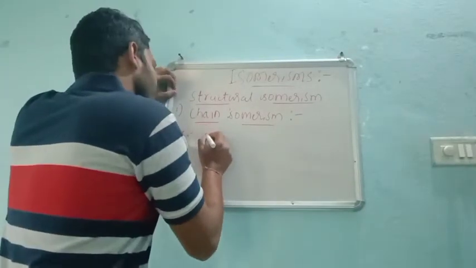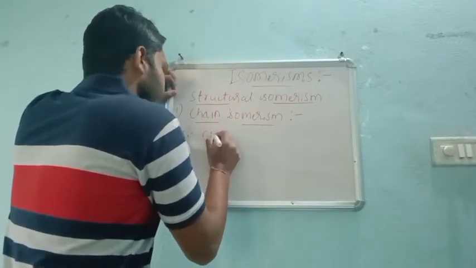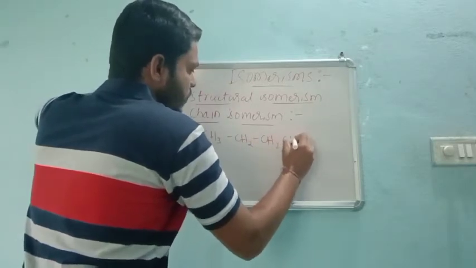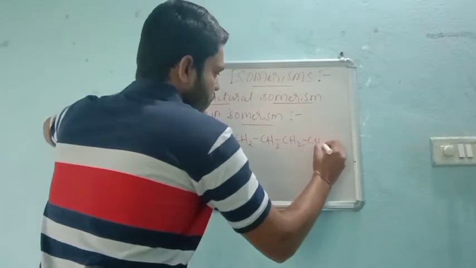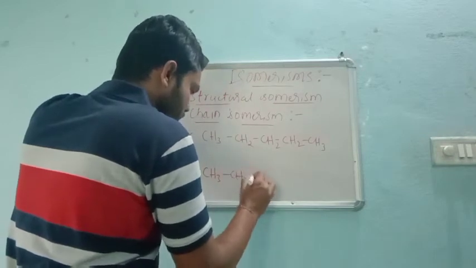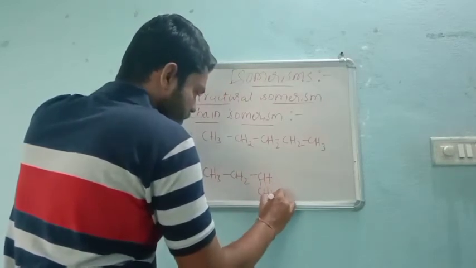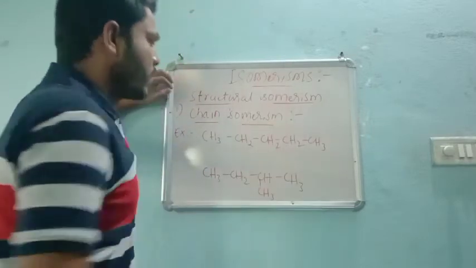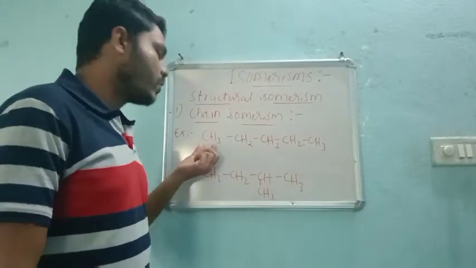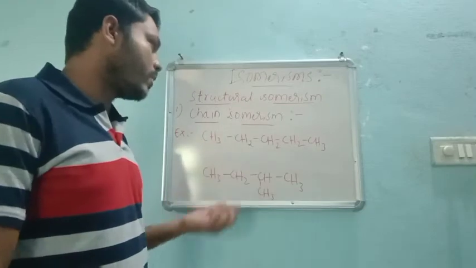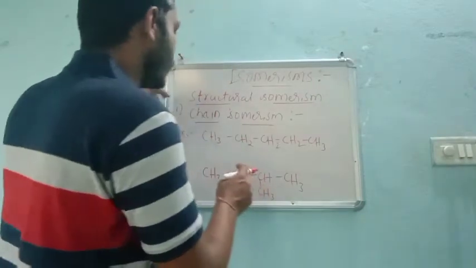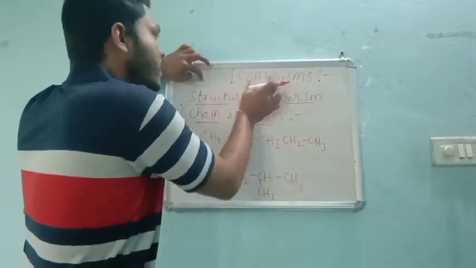See, CH3, CH2, CH2, CH2, CH3, and CH3, CH2, CH, CH3, CH3. Now, first our duty is to count the number of carbons, because there are 2 different elements in both compounds. So first we will count the number of carbons and later the hydrogens, to check whether it is isomerism or not.